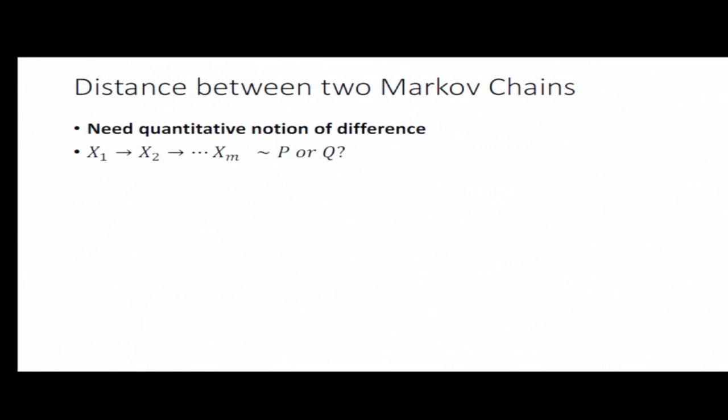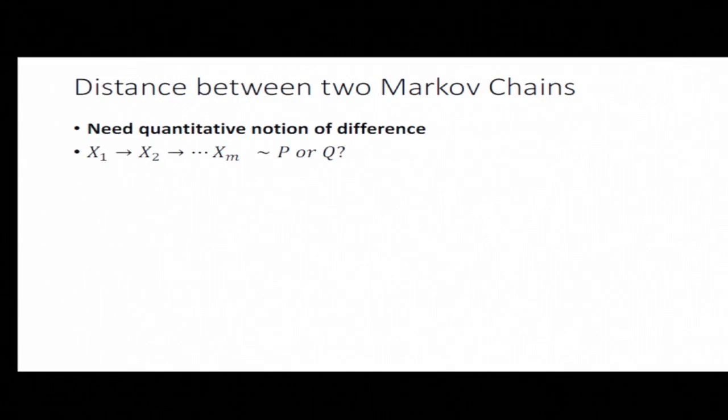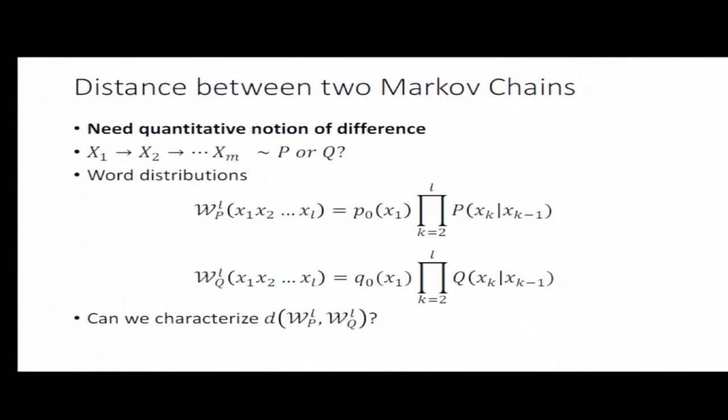If I give you a trajectory x1 through xm, and I tell you it's coming either from chain P or chain Q, how well can you distinguish which of the two cases it is? We would like a distance notion to be able to precisely capture this ability to distinguish between these two things. So we naturally have to look at what are called word distributions associated with the Markov chains. They are probability distributions over L length sequences over the alphabet of the chain.